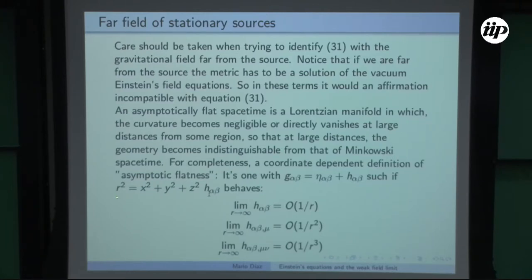So let's say that we have the traditional Cartesian distance. All this means is that h alpha beta has to fulfill these requirements, that when the distance goes to infinity, this quantity has to be of order 1 over r, the derivative has to be of order 1 over r squared, and the second derivative has to be of order 1 over r cubed.